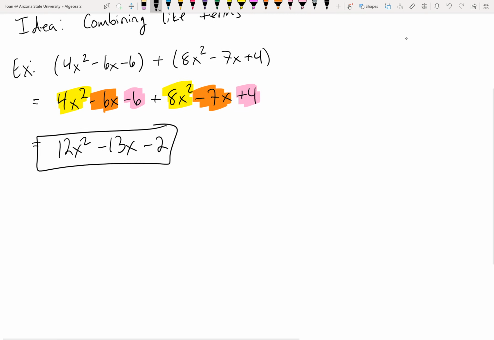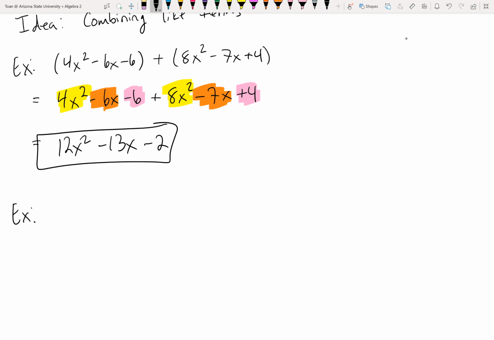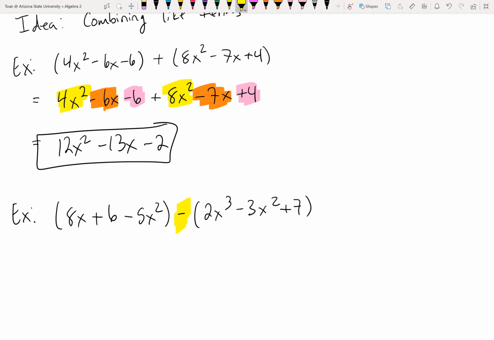I do have a suggestion for you, though. When it comes to subtracting, I hate to admit it, but you guys sometimes make mistakes. So if we take a look at this example, 8x plus 6 minus 5x squares, and I want to subtract from it 2x cubes minus 3x squares plus 7, my suggestion is this. Again, I can only drop the parentheses if there's nothing in front or if there are no exponents. But technically speaking, we do have a negative 1 in front of this parenthesis, so it would be wrong of me to just eliminate the parentheses.